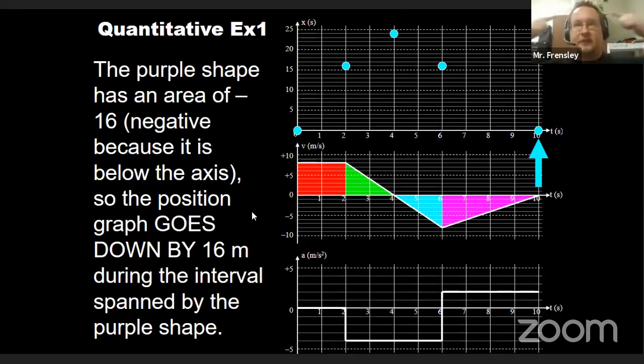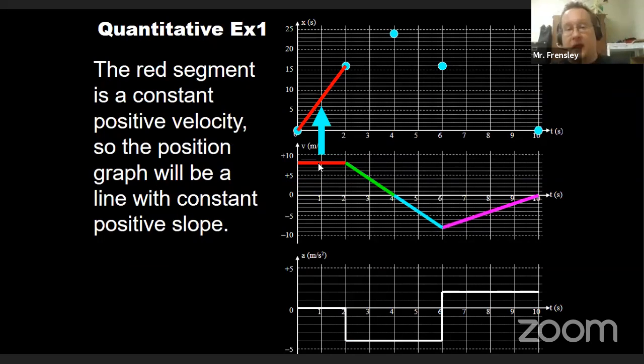But just understand. So here's what I'm thinking right now. Rather than memorizing, I want to understand. The velocity is constant for the red first interval. Constant velocity. Velocity is the slope of a position graph. So if the velocity is constant, the slope is constant, and a constant slope is a straight line.